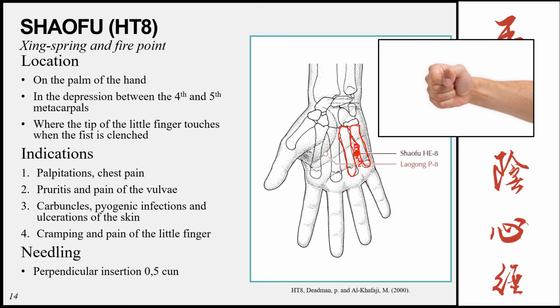The indications for this point: it can be used for palpitations, chest pain, pruritus, and pain of the vulva. It can also be used for carbuncles, pyogenic infections, and ulcerations of the skin. And then finally, it can be used locally for cramping and pain of the little finger. Our insertion is perpendicular insertion, 0.5 tsun.